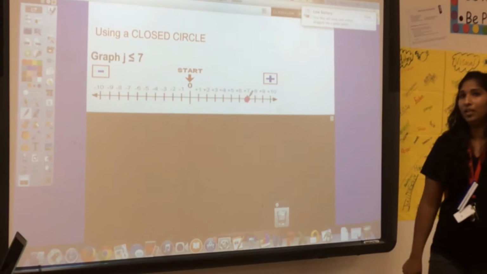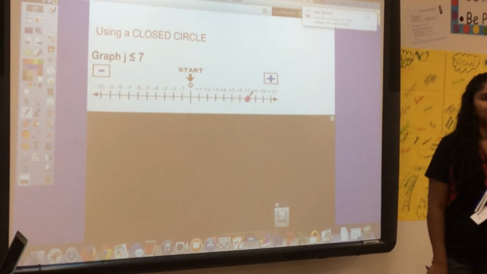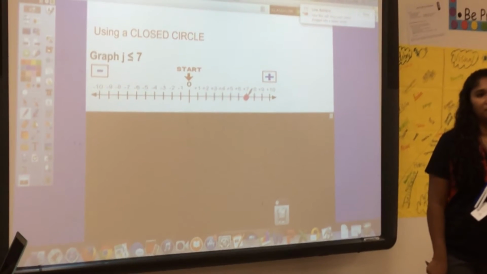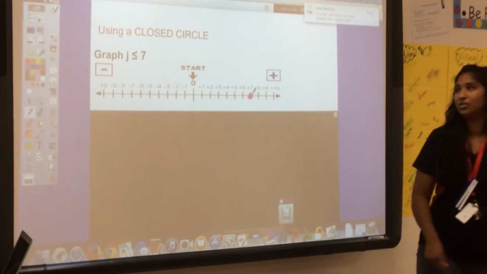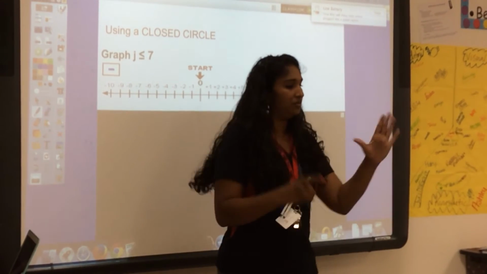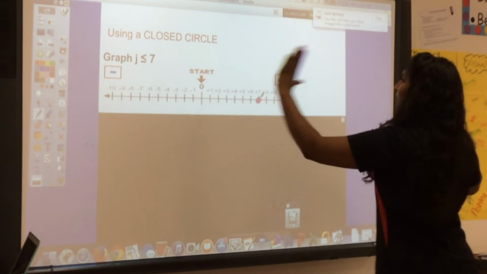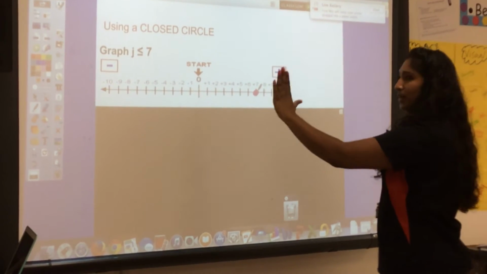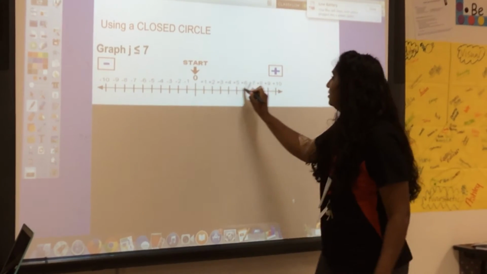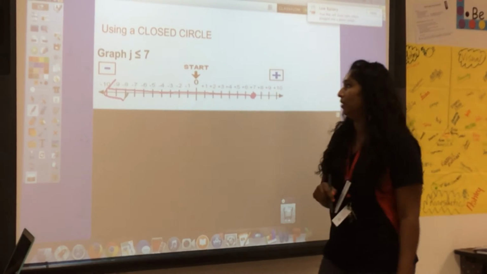And we're going to go less than. So which direction would I need to go? To the left. So I think to myself, less than, left, less than. So I can make an L with my left hand. So less than. So I'm going to go to the left.